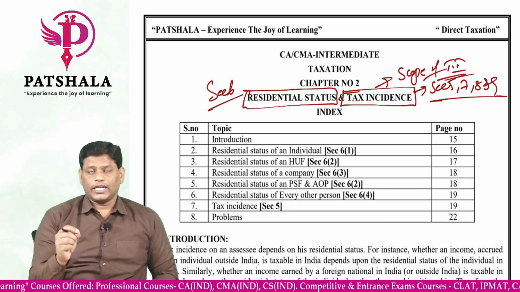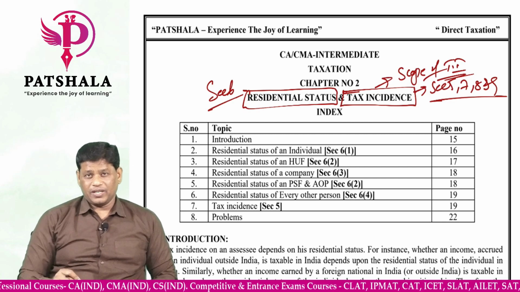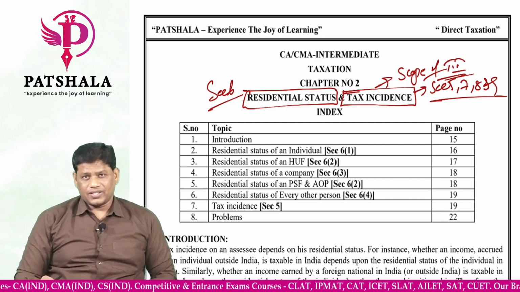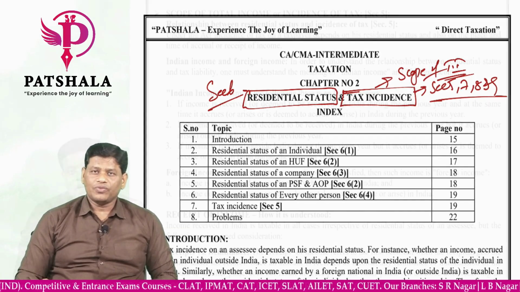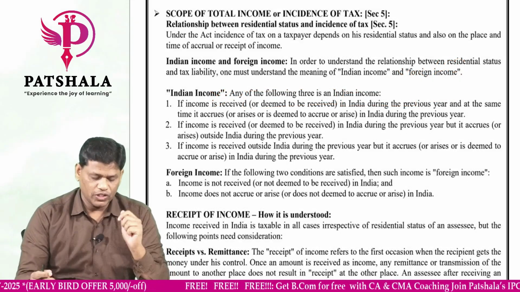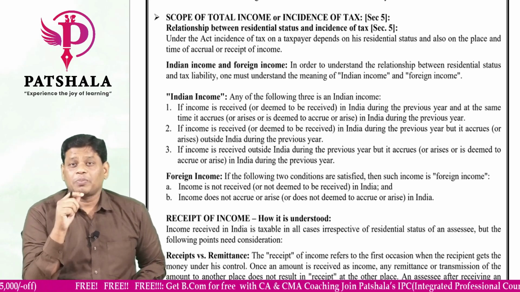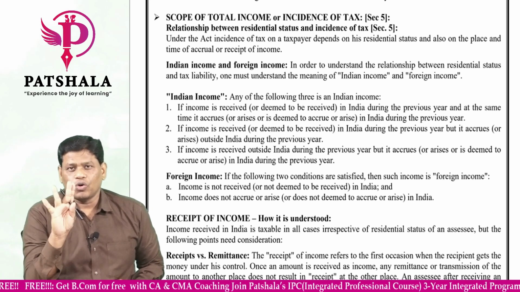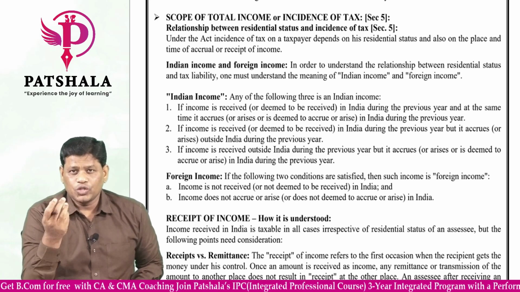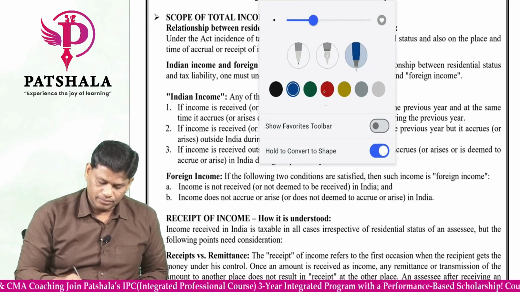The scope of total income will tell you when a particular income is taxable for a person based on their residential status. Let's now see the provisions of scope of total income. This part is covered by section 5. The first part was covered by section 6. Sections 5, 7, 8, 9, four sections will be covered in this. I will show you over a period of time what all is covered.